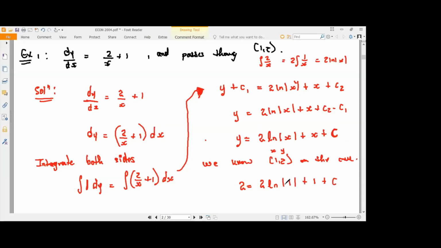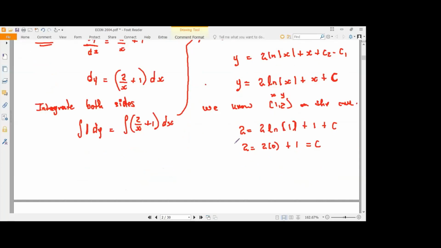Now, you don't have to worry about the mod here. If you remember your econ 1003, mod just means you get a positive value, right? So 1 is already positive, so you don't have to worry about that. So it's just ln of 1 in this case here, right? Now, if you also remember your econ 1003, ln 1 is just 0. So this is 2 times 0 plus 1 plus c. When I solve for c now, guys, ready? It's going to tell me that 2 is equal to 1 plus c. Solve for c, 2 minus 1 equals c. This tells me that c is equal to 1.